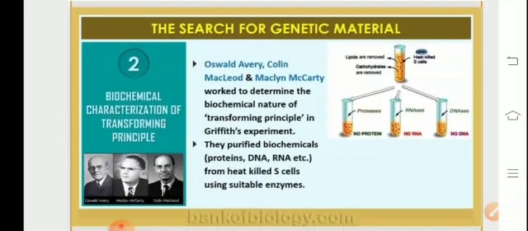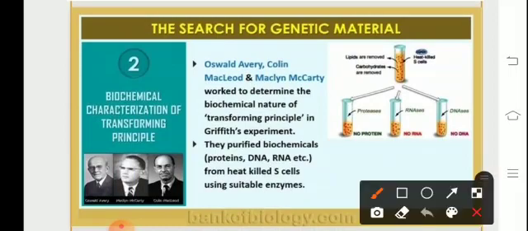The experimental evidence, the proof for the biochemical nature of the transforming principle, was carried out by Oswald Avery, Colin MacLeod, and Maclyn McCarty. So as to determine the biochemical nature of the transforming principle in Griffith's experiments, they purified the biochemicals from the heat-killed S strain. The basic biochemicals that were extracted included the proteins, DNA and the RNA in the three test tubes, as can be seen in the diagrammatic representation.